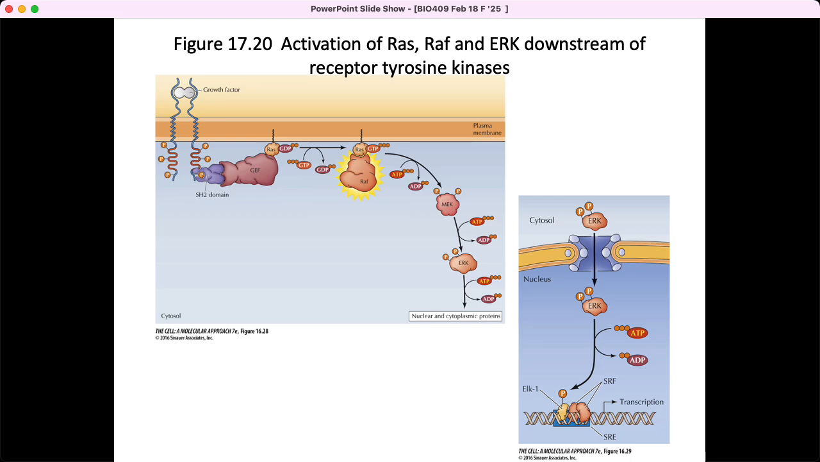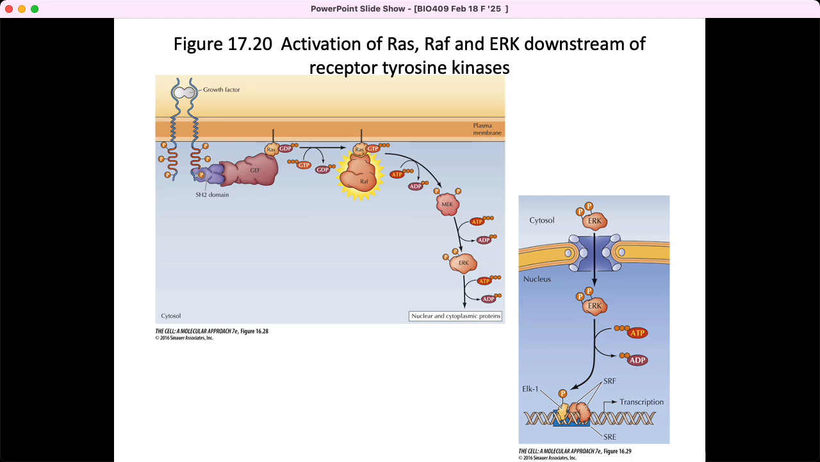And so the book puts this in two figures. It's a little bit frustrating, right? That you're in the cytoplasm, you've got to get into the nucleus, and you've got to phosphorylate ELK. ELK is the transcription factor we already talked about. It has to get activated, and to get activated, it has to get phosphorylated.